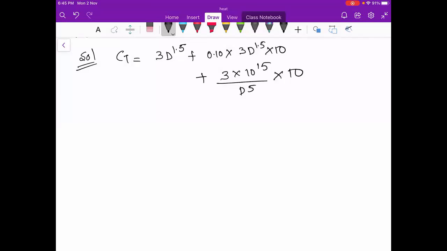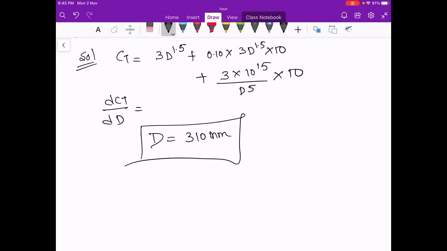So what we want? We want the optimum diameter. So what we will do? We will just differentiate this dCT by d. So after differentiating, we will get D equals to 310 mm.